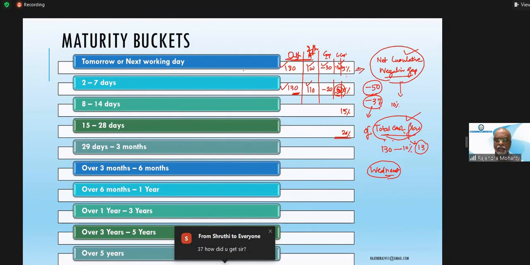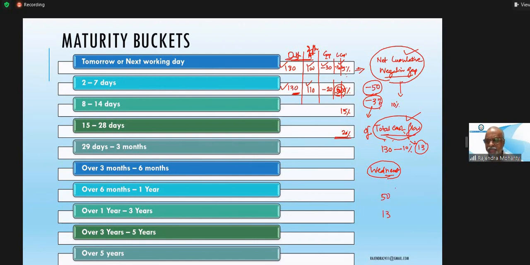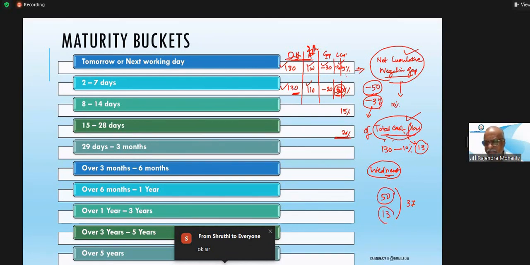If that is so, 37, how did I get it? Very good. If your passing mark is 50 and you have got 13, so what is the gap? 37 or not? If your CAIIB pass mark is 50 and somebody has achieved 13, so 37 is the less mark he or she has got to pass the examination. Same here. Here the limit is 13, but 50 is there. So that difference is 37.